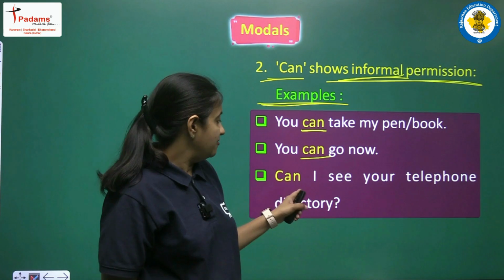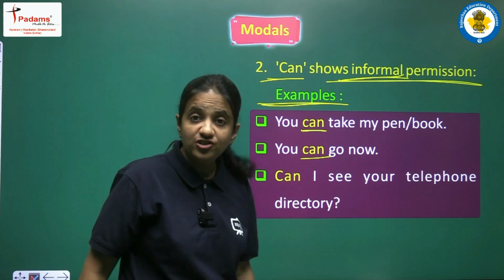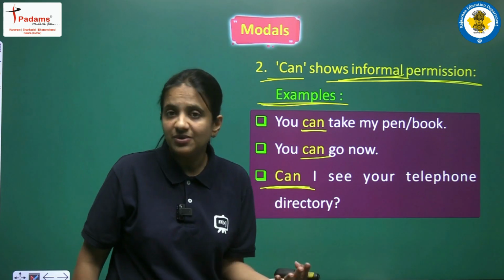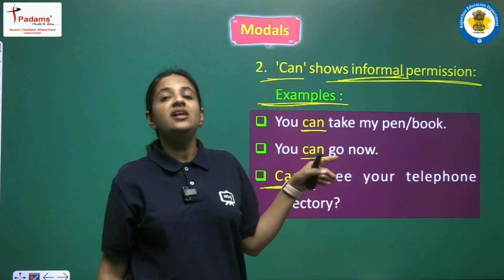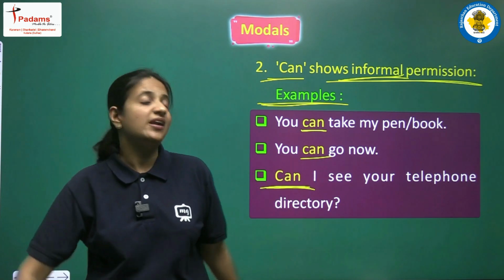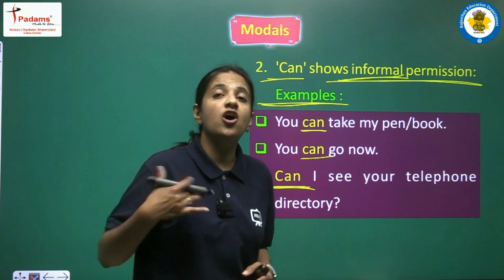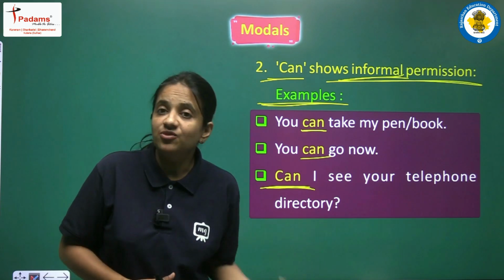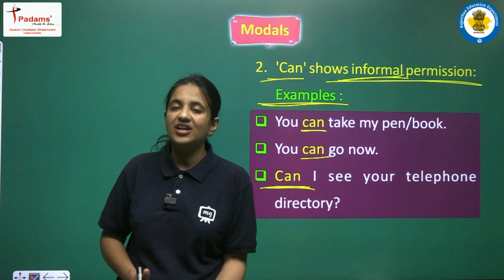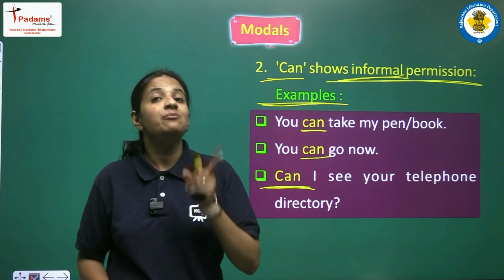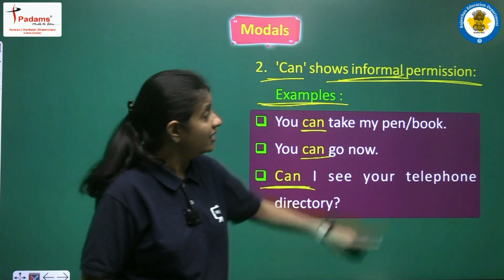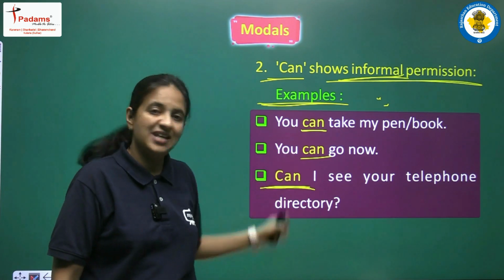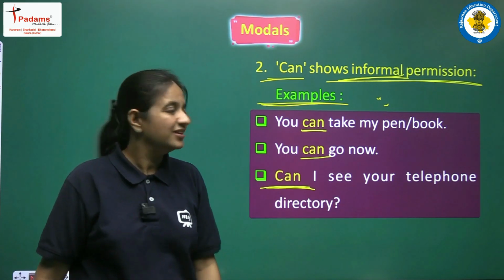Okay. Next we are having, can I see your telephone directory? Here we are asking for the permission. In the previous two sentences, we were giving the permission to someone, and here in this example, we are asking for the permission, right? So it is used in both ways. When we are asking for the permission or when we are giving the permission, then we can use this modal, that is can. But students, just remember, that permission should be informal. We have discussed the examples also that are related with this point.